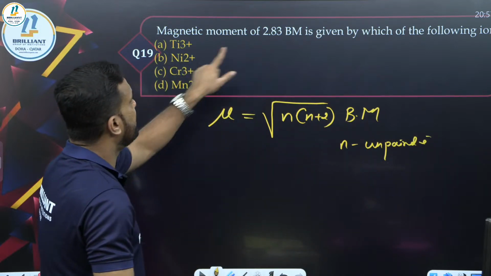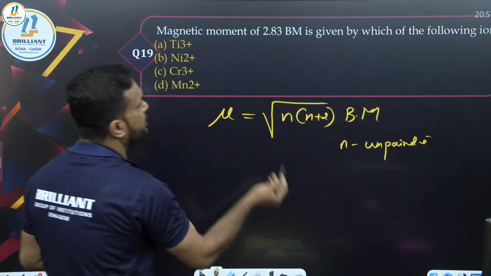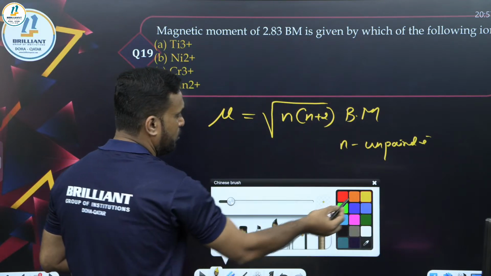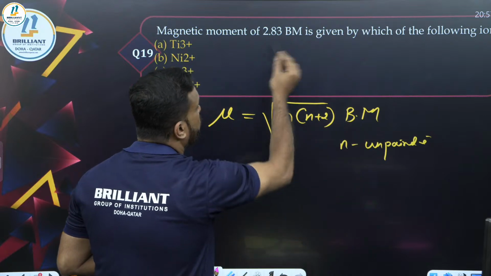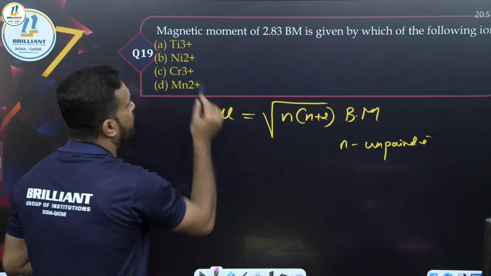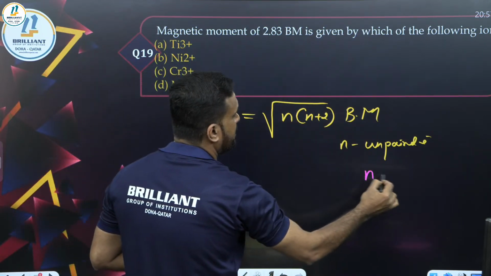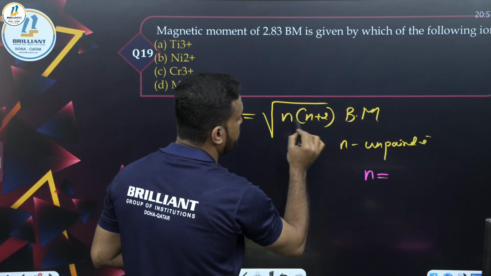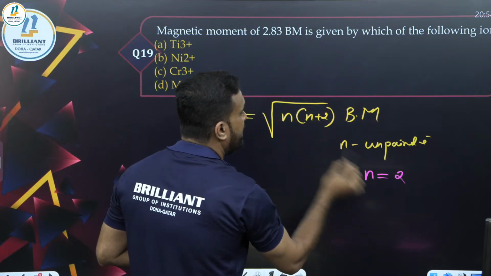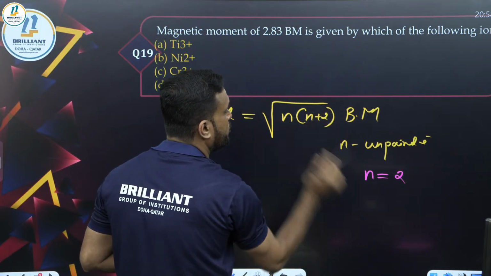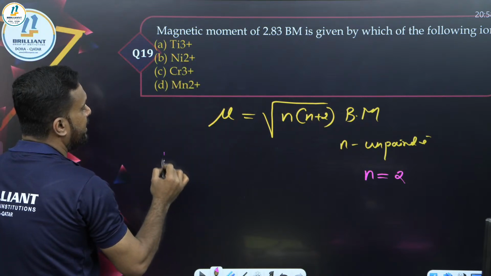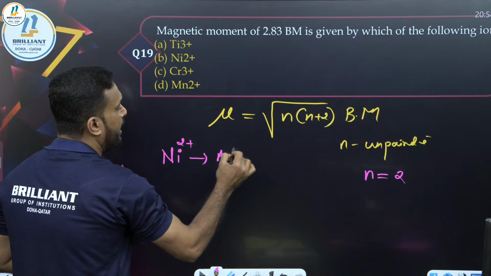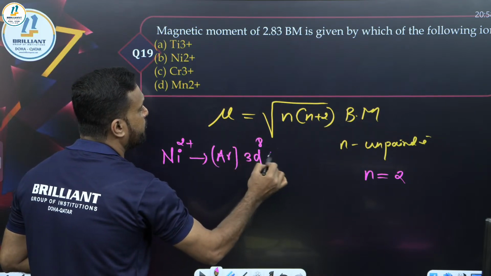So here they are giving 2.83, which is approximately root 8. Root 8 will be 2.83. Root 8 means what n value should come? The n value should be 2. N equal to 2, so 2 plus 2 is 4, 4 into 2 becomes 8. So what is the ion? I think the correct answer will be Ni2 plus. Let me check. Ni2 plus electronic configuration will be argon with 3d8 4s0.